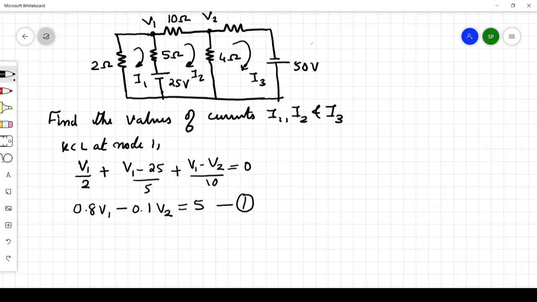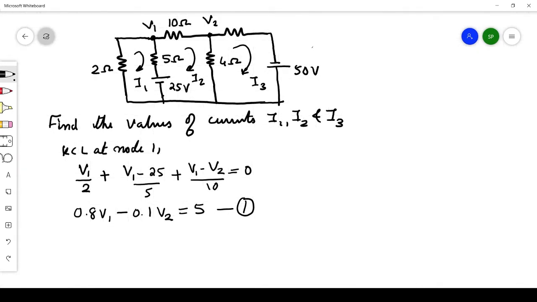Now we will apply Kirchhoff's current law at node 2. You can see at node 2 again three branches are connected. One branch has a 10 ohm resistor. The other one, here I have not marked the resistor, here it is 2 ohm. And the third branch is with a 4 ohm resistor. Since we have taken all the currents as going away from the node, we will take KCL at node 2 by taking the sum of all the currents.